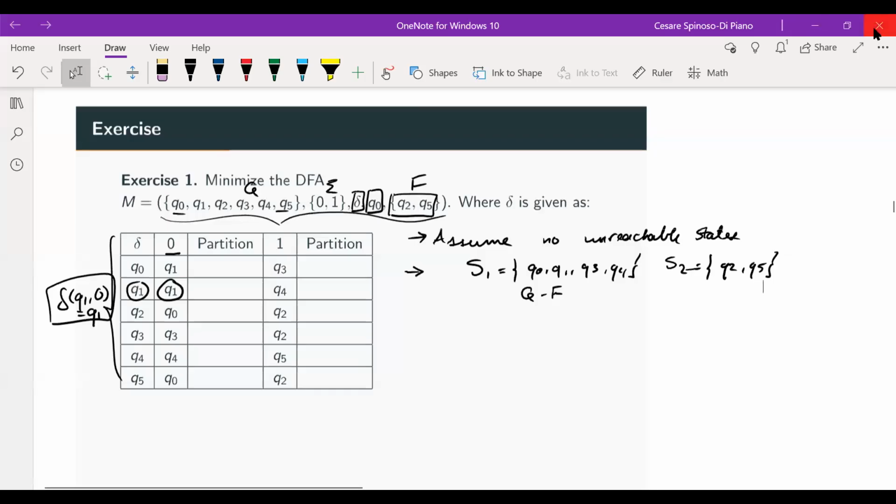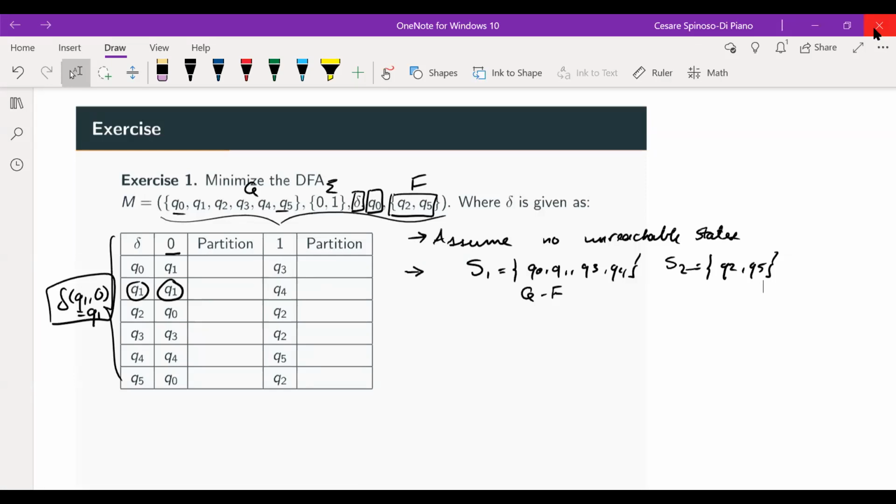Okay, so hopefully you had some time to take a look at this exercise. I know it's actually a lot longer than it looks. But these minimization questions are known to be lengthy, in the sense that they take a lot of time. So we had set up our question saying that the initial partitions were S1, Q0, Q1, Q3, Q4, and S2, Q2, Q5.